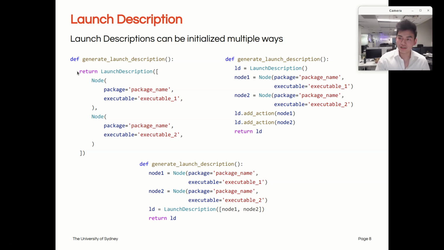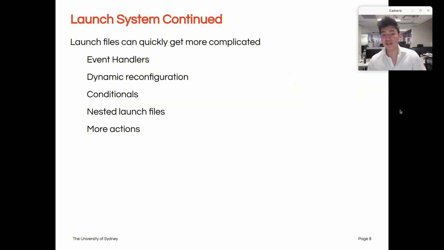If so far you're looking at all this and saying, hey, this is actually a bit easy, I didn't even need a lecture on this, well, good on you, but launch systems can get a bit more complicated. Very quickly get more complicated. If you look at a launch file from an open source ROS2 project, most of the time they will not be as simple as the one we just wrote. There will be event handlers.